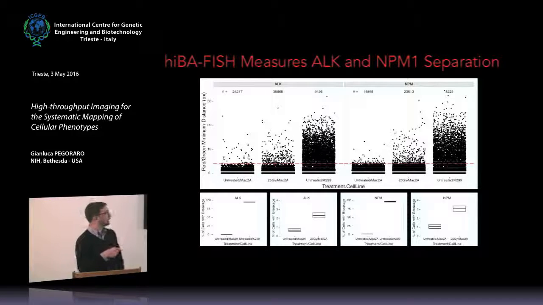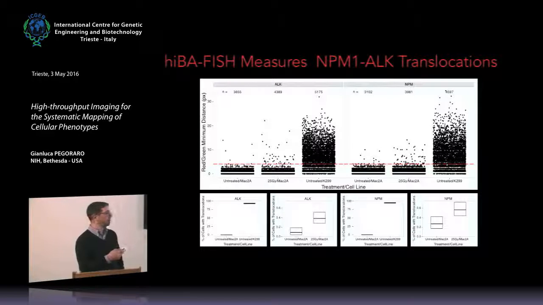And as one would expect, treating cells with ionizing radiation also led to an increase in the separation events, as indicated here, that once quantified at a single cell level showed statistically significant differences between the ionizing radiation treated versus untreated MAC2A cells. So our technique is extremely sensitive, and it's capable of detecting changes of rare events.